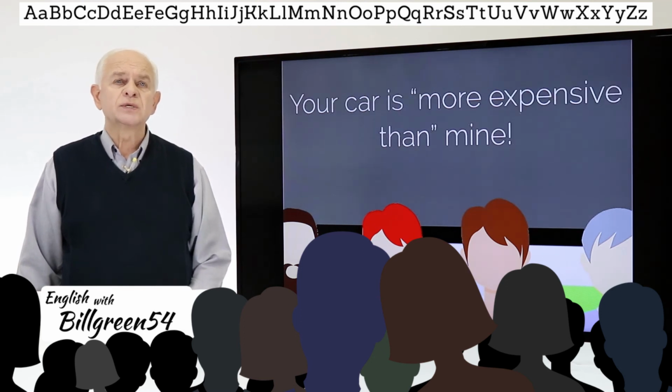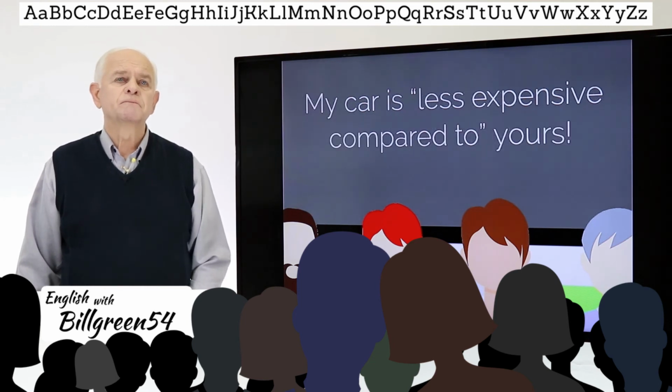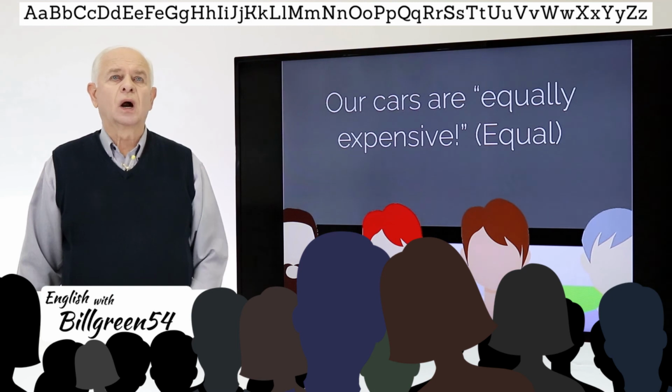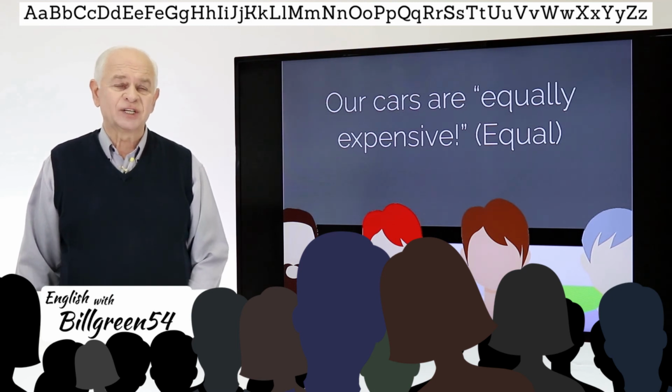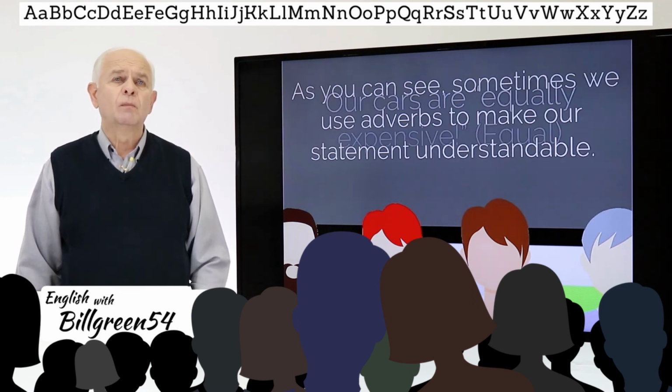Your car is more expensive than mine. More expensive than, cheaper than, something like that. My car is less expensive compared to yours. I could use the word cheaper here. My car is cheaper than yours. Our cars are equally expensive. It means they are the same. They both cost the same amount of money.